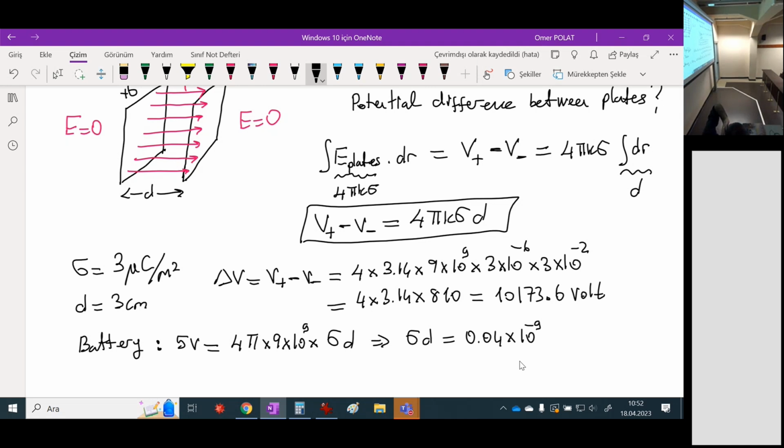Okay, so we can only calculate for our battery the sigma times d factor, this coefficient. So if you know sigma, you can predict the thickness, or if you know the thickness, you can say what is the charge density. As you see, nanocoulomb, not too much. Okay, nanocoulomb per meter square charge distribution.